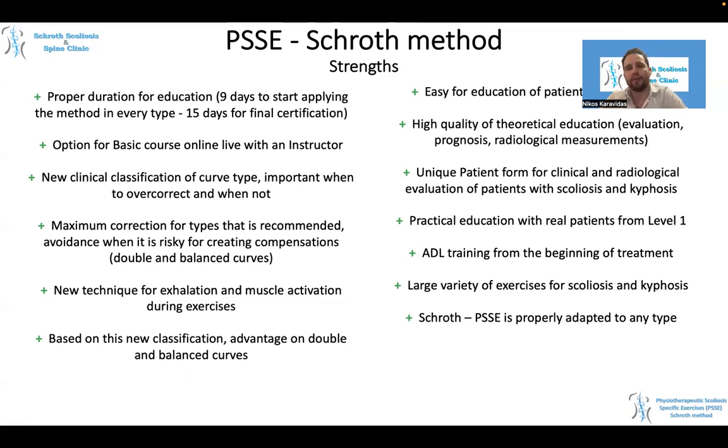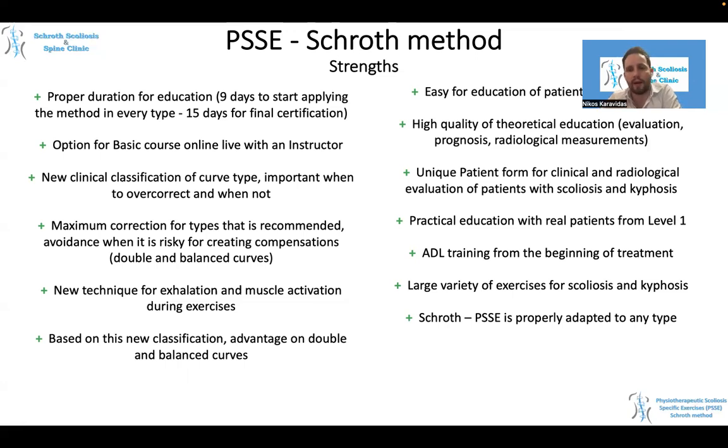We have a high quality of theoretical education, a lot of information about scoliosis evaluation and kyphosis evaluation, clinical and radiological measurement, prognosis, and many other things that are mostly included in the basic course. We have developed a unique patient form for clinical and radiological evaluation of patients with scoliosis and kyphosis, and this patient evaluation form will be delivered to our participants after the level 1 course, so they can have it already prepared for them when they work with their own patients.